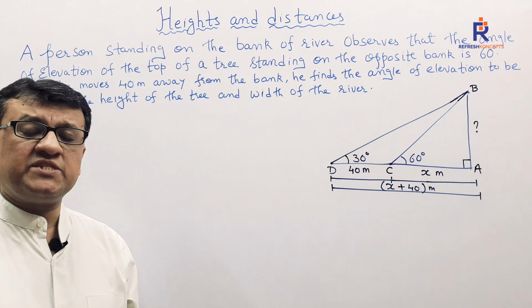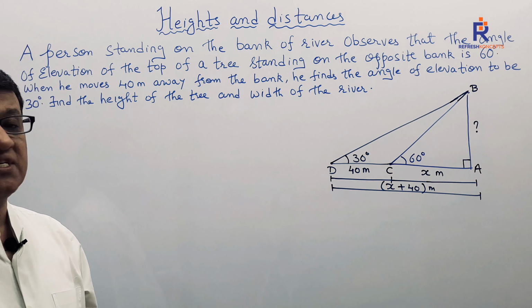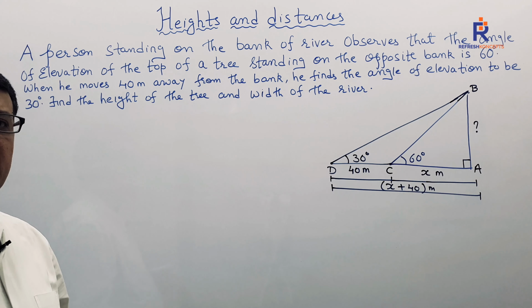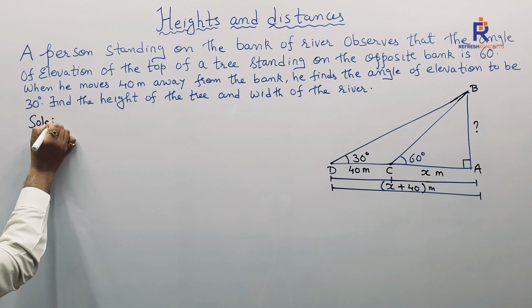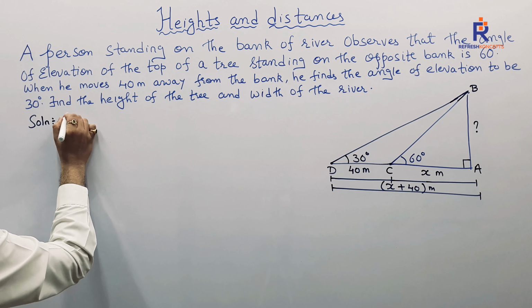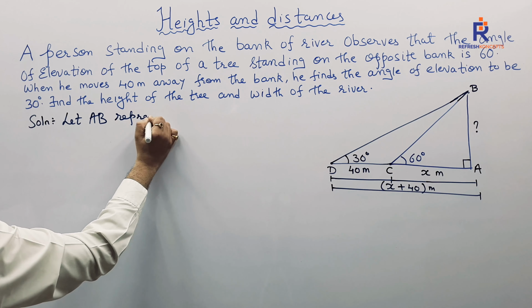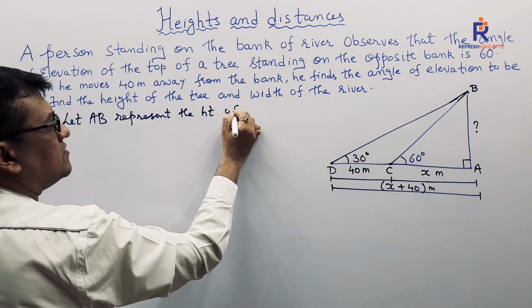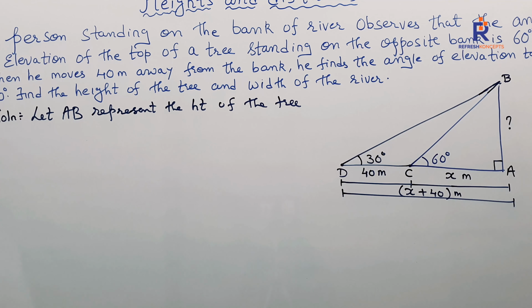As in the previous sums, we just have to write down a couple of statements from our side: what exactly the picture is all about, what the sum is all about, and what we have jotted down in the diagram. Then we can easily work out our solution. So we shall write: let AB represent the height of the tree. That is what we need to find out, one of the parameters.